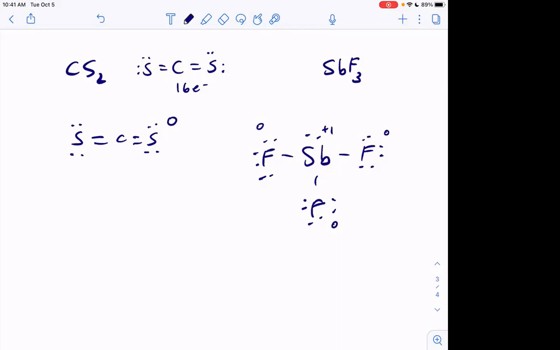Do you have a question? Okay. So if you did a double bond, then your fluorines would wind up being what? Positive, right? Because you'd have fluorine be 7 minus 2, 4, 6. You'd have a +1. That's the most electronegative element in the periodic table.